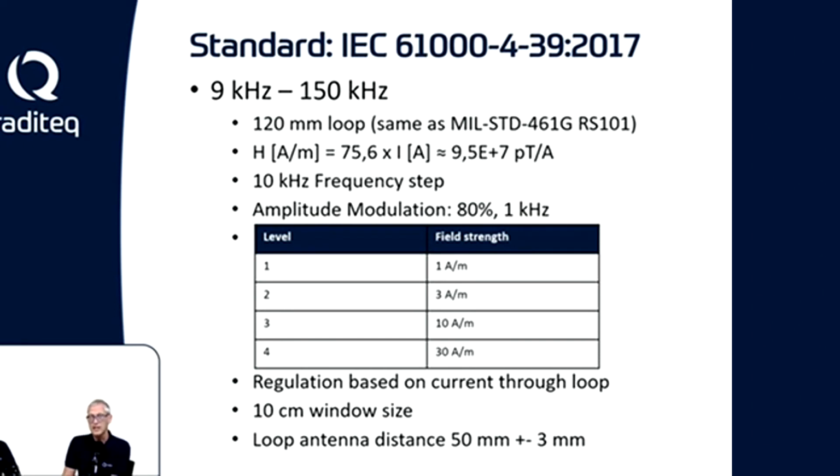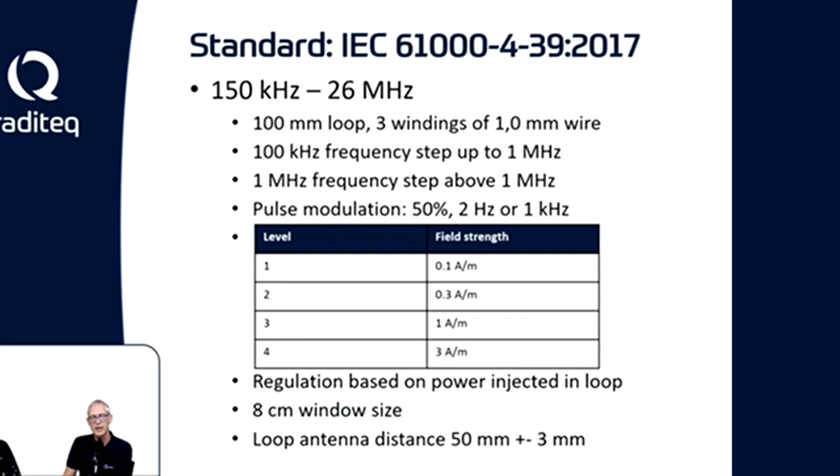It is specified that the window size for this test is 10 centimeters. So every 10 by 10 area of the EUT should be tested according to these specifications. And also a 5 centimeter distance should be used from the loop antenna to the outer side of the EUT. So this 5 centimeter distance is also applicable to this verification.